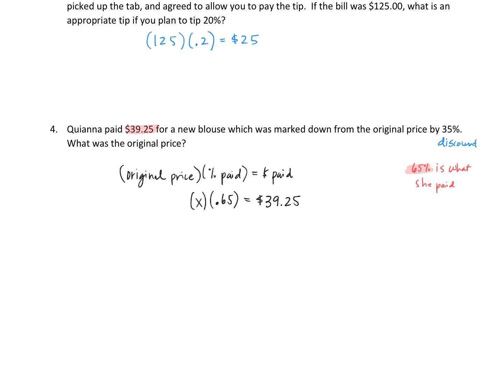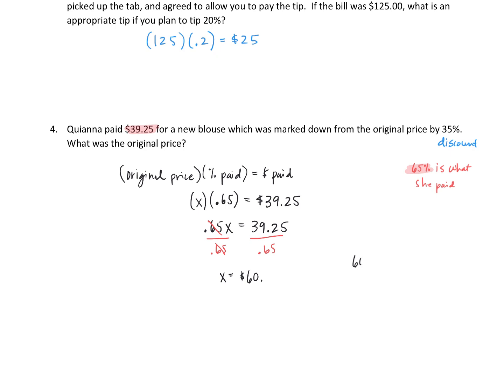And so if I want to rewrite this, I could do it like this. 0.65x is equal to 39.25. And then in order to isolate the x, solve for x, I need to divide by 0.65. So x equals 39.25 divided by 0.65.